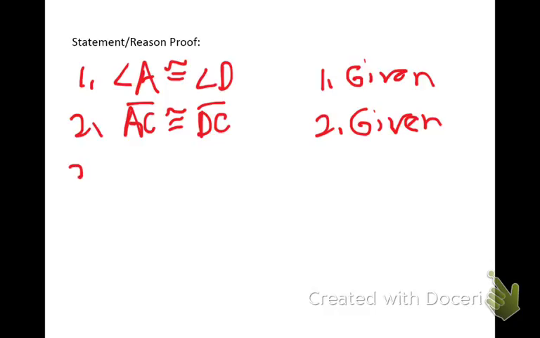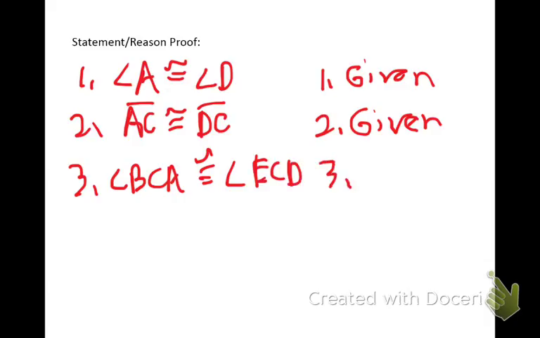And in step 3, what would be my third step? Angle BCA is congruent to angle ECD. And how did we know that? Vertical angles. Yep, that's VA, vertical angles. Step 4, what would be my next step in the proof? Chris? What's that?